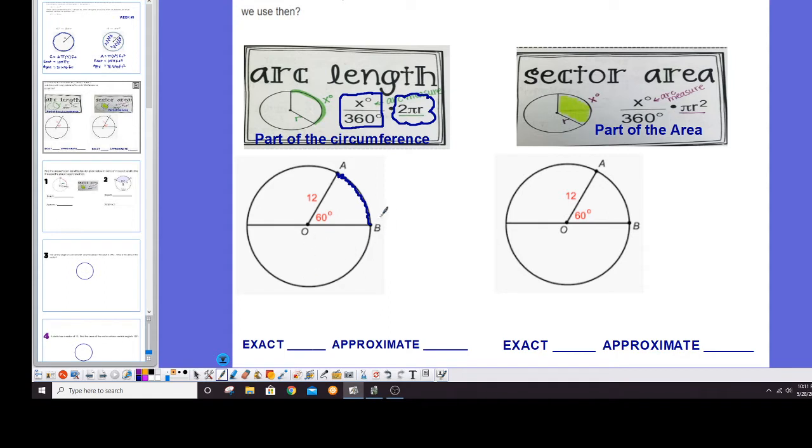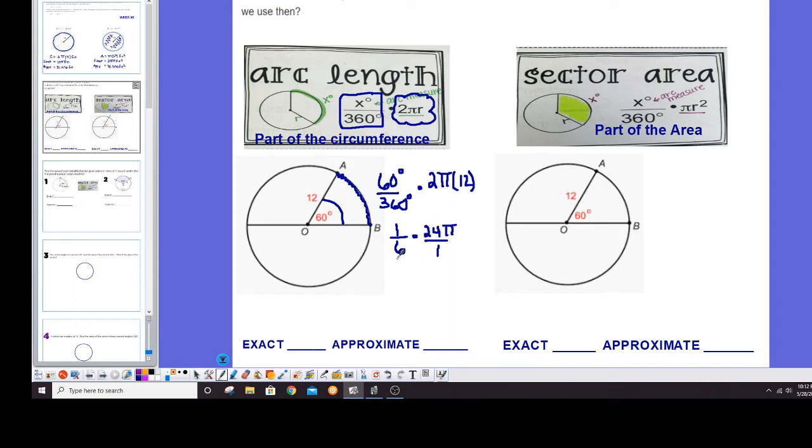So let's go ahead and review that. So here, x degrees over 360 degrees. This is what I'm looking for here, 60 degrees over 360 degrees times 2 pi r. The radius here is 12. So the 60 out of 360, 60 goes into 360 6 times. So this is 1/6 of the circle that I'm looking for, and this is 24 pi.